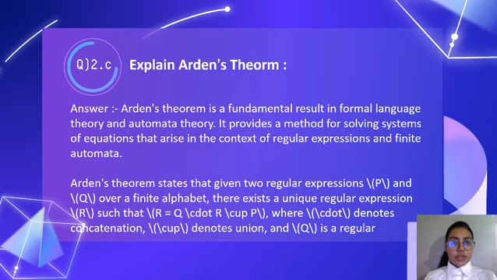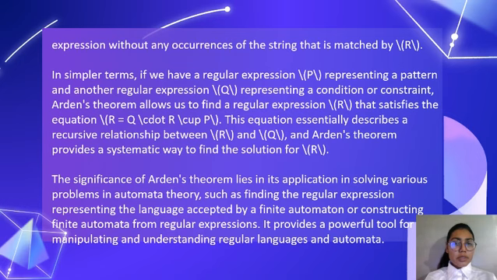This is the third part of question second. Explain Arden's theorem. The answer: Arden's theorem is a fundamental result in formal language theory and automata theory. It provides a method for solving systems of equations that arise in the context of regular expressions and finite automata. Arden's theorem states that given two regular expressions P and Q over a finite alphabet, there exists a unique regular expression R such that R equals Q union R concatenated with P, where P is a regular expression without any occurrence of the empty string.